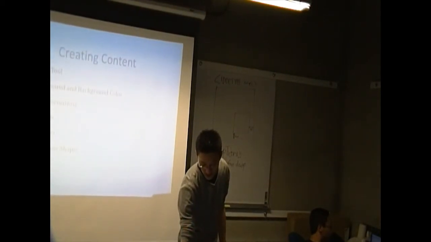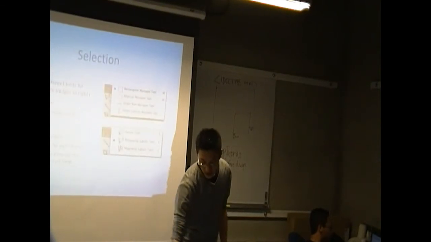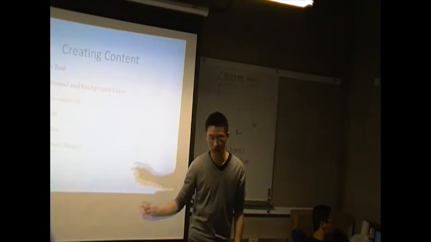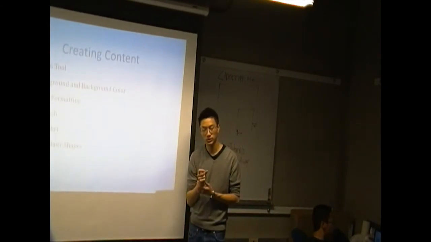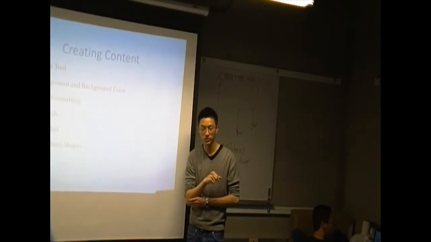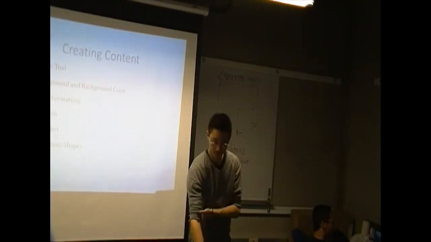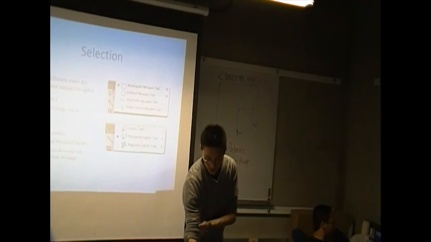Okay, so creating content. The way that you're basically going to draw shapes in Photoshop is normally you're going to use the selection tool, either the rectangle tool or the circular marquee tool, and then after you've selected it, you're just going to fill it with the color. So here are the tools.